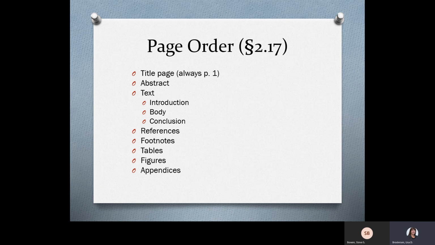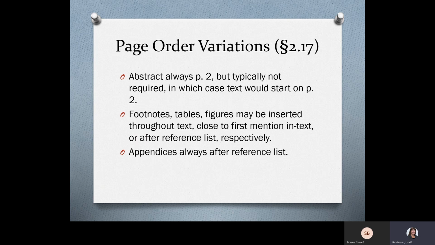And the text, by text, I'm referring to the introduction of the paper, the body of the paper, and the conclusions. And after the text, you're going to have the references or a reference list. And if you're required to have footnotes, those will be following the reference list. Then you'll have tables, figures, and then lastly, appendices. Now, APA does allow you to incorporate tables, figures, and footnotes throughout the text. So you wouldn't necessarily have to put those at the end of the paper.